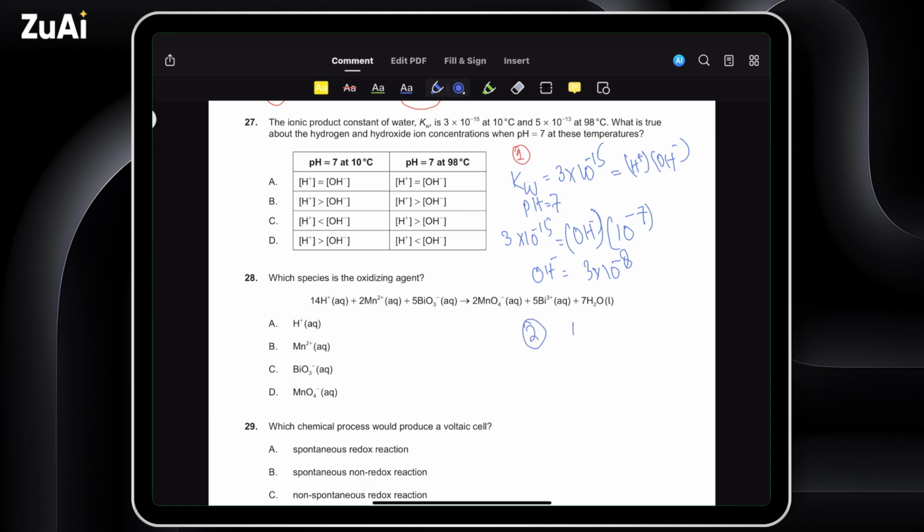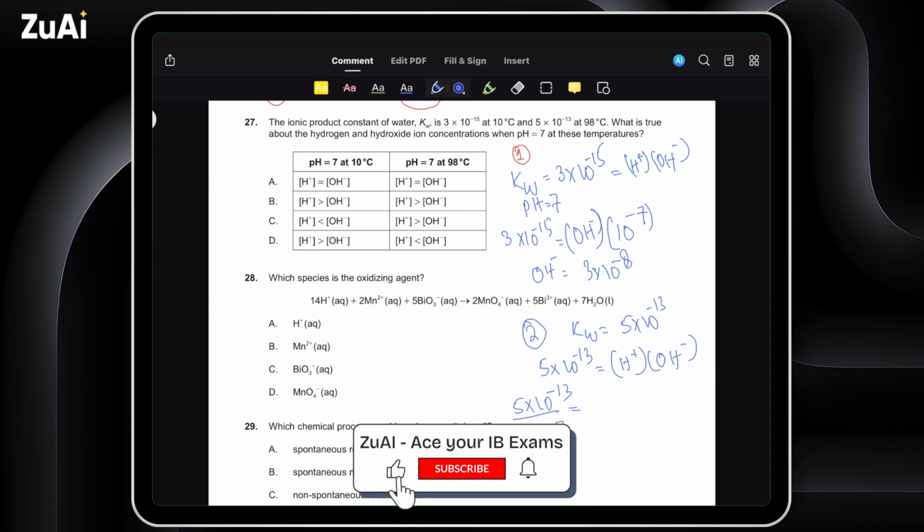And if we solve the second, in which Kw is equal to 5 into 10 to the power negative 13. Again, Kw, which is 5 into 10 to the power negative 13, is equal to hydrogen ion into hydroxide ion. So 5 into 10 to the power negative 13 is equal to, again hydrogen ion is 10 to the power negative 7, times hydroxide. So the hydroxide ion value would be 5 into 10 to the power negative 6.